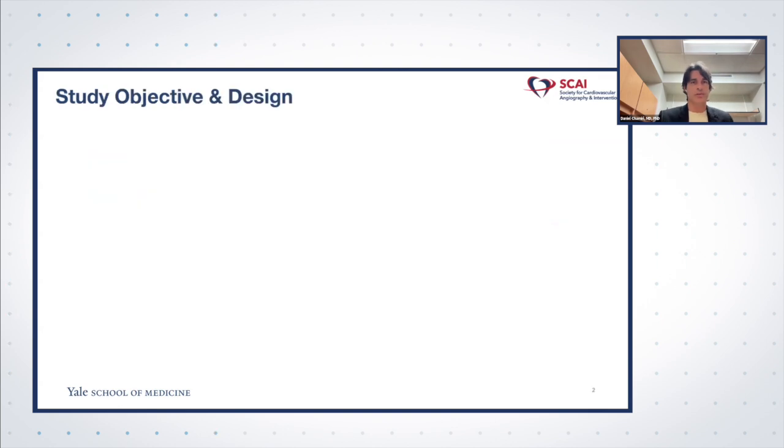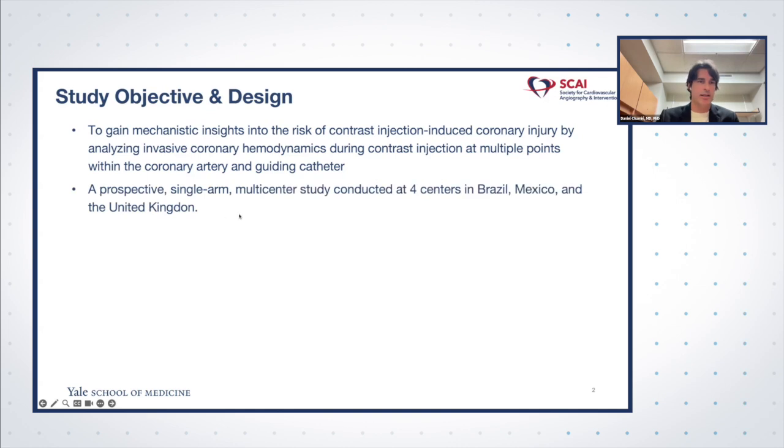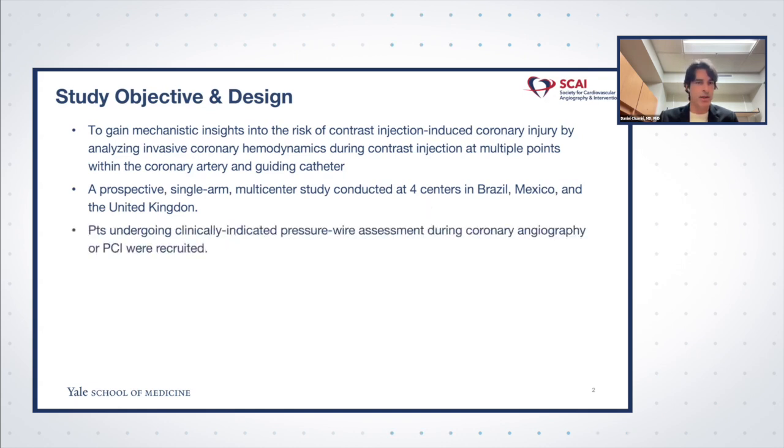So to answer those questions, we tried to gain mechanistic insights into the risk of really injecting contrast into a coronary and causing injuries by analyzing coronary hemodynamics during injection at multiple points inside the vessels and also inside the guiding catheter. We conducted a prospective single-arm multi-center study in 4 centers in Brazil, Mexico, and the United Kingdom.